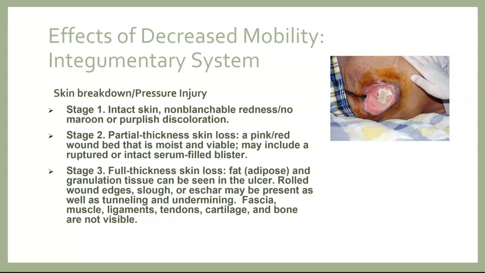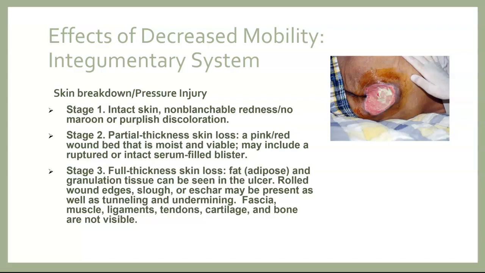So there's different levels of this skin injury or skin breakdown. So stage 1 is intact skin. It's non-blanchable. So that means when you put your finger on it, it doesn't go white and then come back red, to show that it would have good circulation. And then there's redness, but there's no maroon or purplish discoloration.